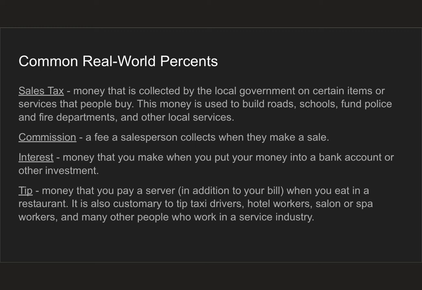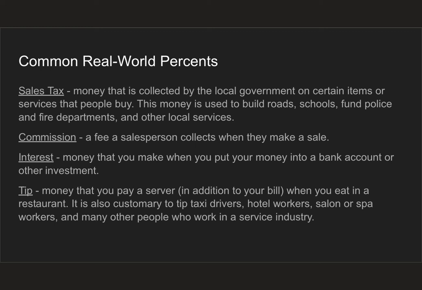Commission is money that a salesperson makes when they make a sale. Interest is money that you make when you put money into a bank account. And a tip is money that you leave for a server when you eat in a restaurant beyond what your bill is. And you can also tip taxi drivers, people who work in hotels, your barber, lots of people.